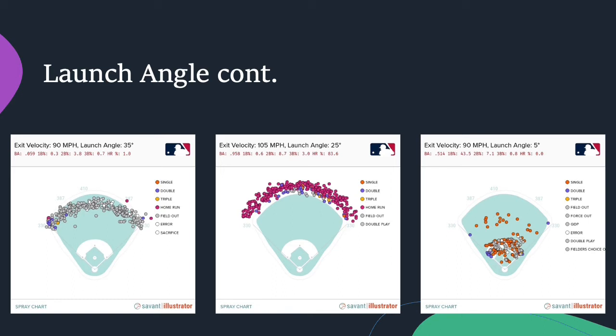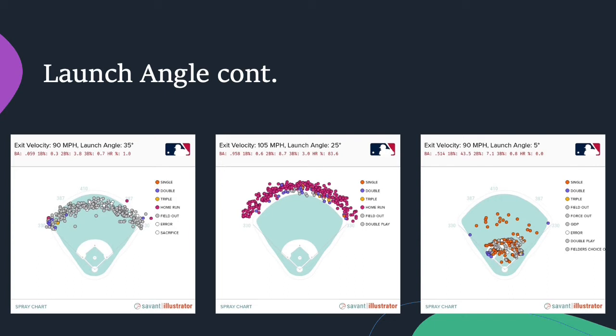In the middle, with an exit velocity of 105 miles an hour and a launch angle of 25 degrees, we have a batting average of .958 and a home run percentage of a whopping 84%, as these are all very hard hit, line drive, borderline fly balls.